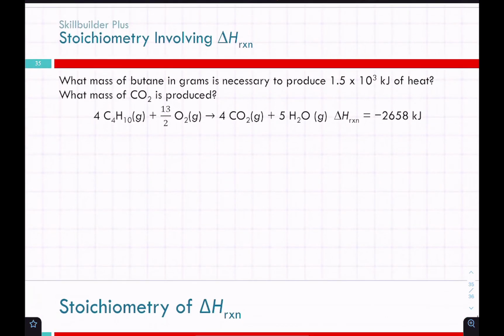So real quick, let's work through this one. And it's just reversing the question here. So it says, what mass, and that's a key word there, mass, right, means grams. What mass of butane in grams is necessary to produce 1.5 times 10 to the 3 kilojoules of heat? And also, what mass of CO2 is produced? So we always want to start with what we're given. So 1.5 times 10 to the 3 kilojoules of heat.